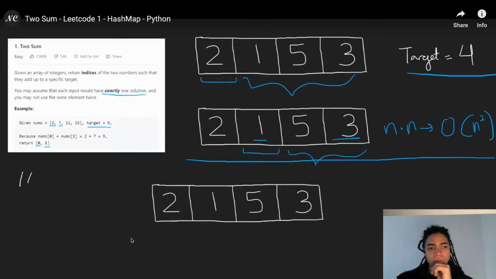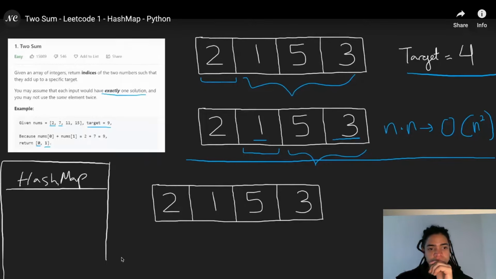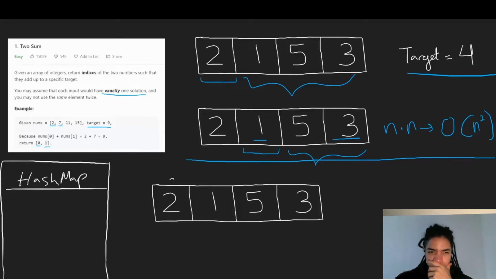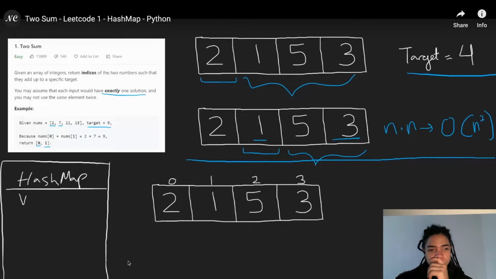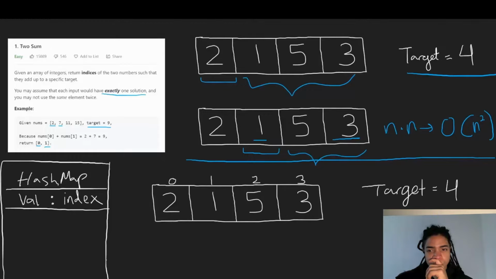Now let's try the same problem, except let's use a hash map this time. In our hash map, we're going to be mapping each value to its index. So the index of 2 is 0, the index of 1 is 1, the index of 5 is 2, the index of 3 is 3. Now we could add every value in this array into the hash map before we start iterating through it, but there's actually an easier way to do it.